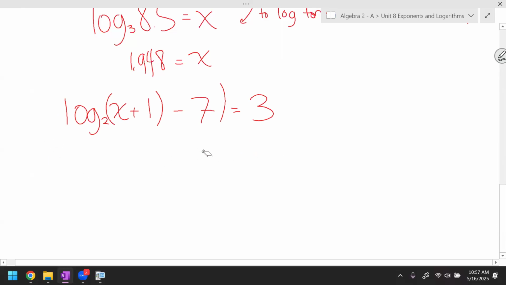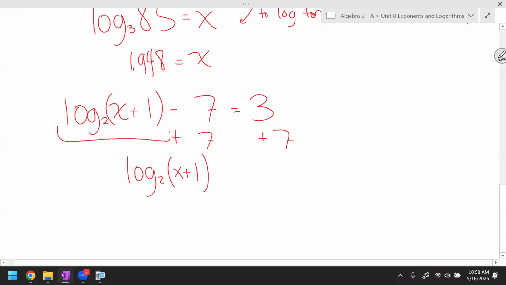Instead, what I want to do before converting is make sure that the log or the exponent stands alone. So instead, I'll add 7 to both sides to get log base 2 of x plus 1. I'm treating this entire thing like just a term, which it is, equals 10. Now I'm ready to convert. So this 2 will become the base of the exponent, and I'll get x plus 1 equals 2 to the power of 10, right? So this 2 becomes the base of this exponential.